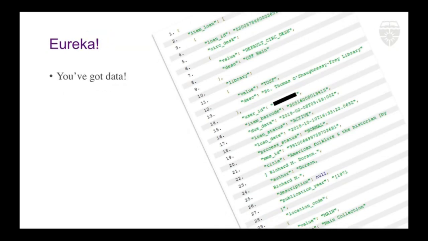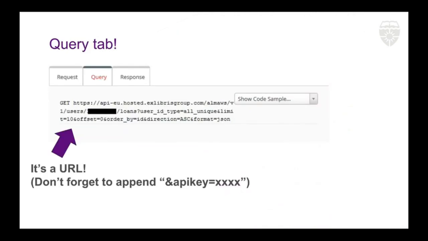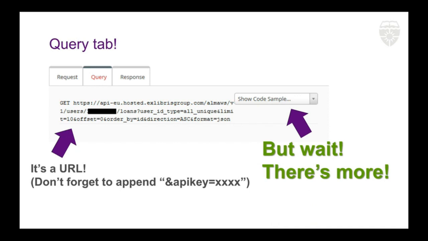And then you get back data, and it shows up on the web page. You get back data, it looks great, looks formatted, you got it, but now what? Well, there's a query tab where you can go in and get that URL. And then you can put that into whatever program you're working in. But there's more. Code samples.